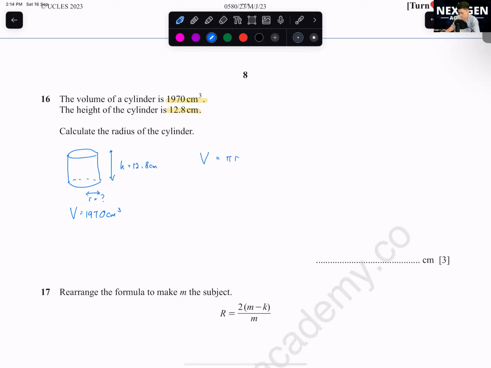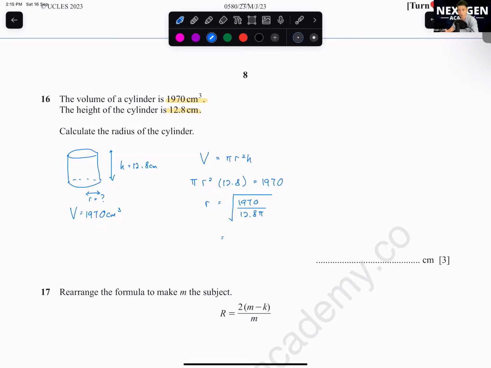The formula is pi r square height. So I'm just going to put pi r square height first. Pi r square, which is what we want to find, times height, equals 1970. Go and calculate this one: 1970 divided by 12.8 pi, square root. You don't have to follow it like this. If you want to do one at a time, that also can.